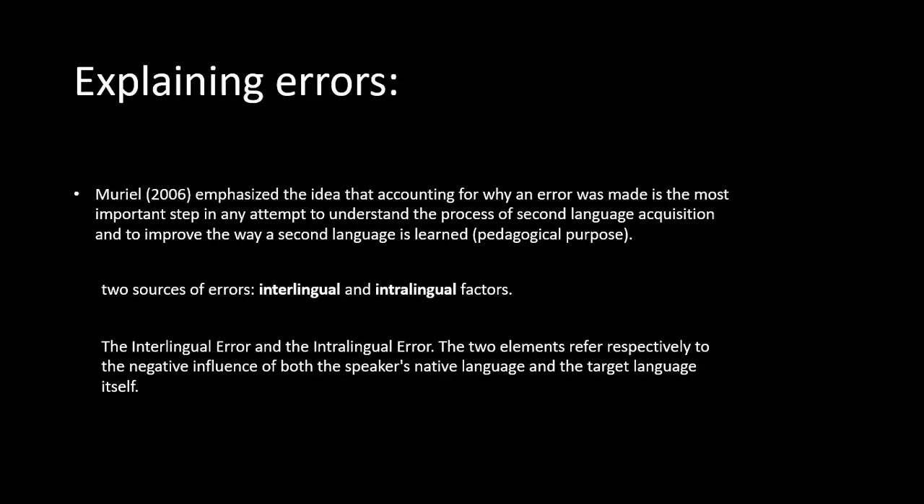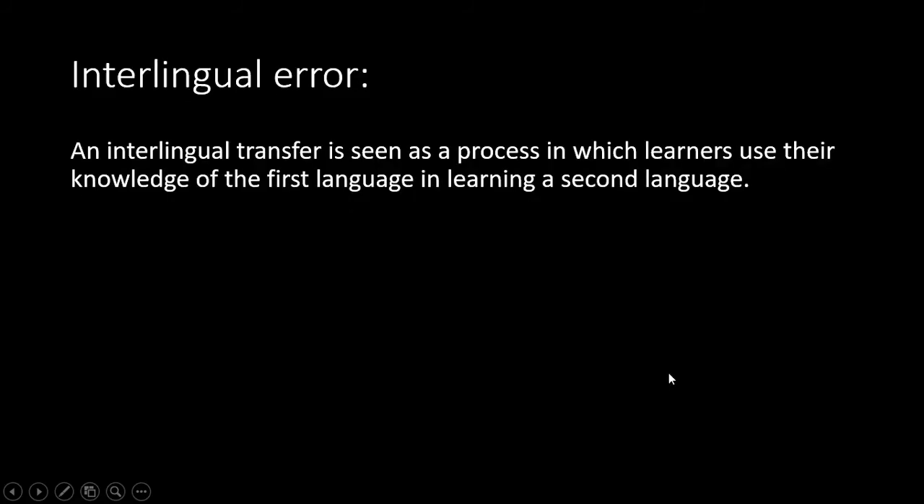Generally, researchers of second language learners have identified two sources of errors. So these are interlingual and intralingual. The interlingual error and the intralingual error. The two elements refer respectively to the negative influence of both the speaker's native language and the target language itself. Let's proceed to interlingual error.